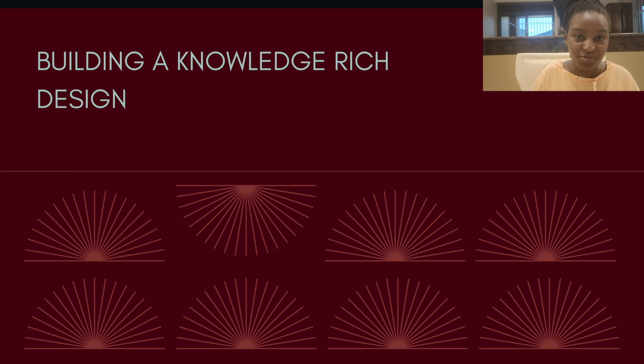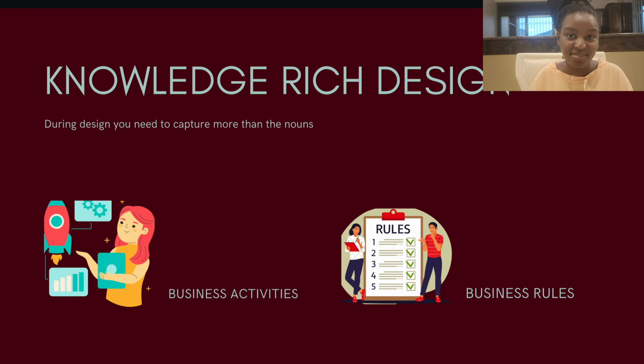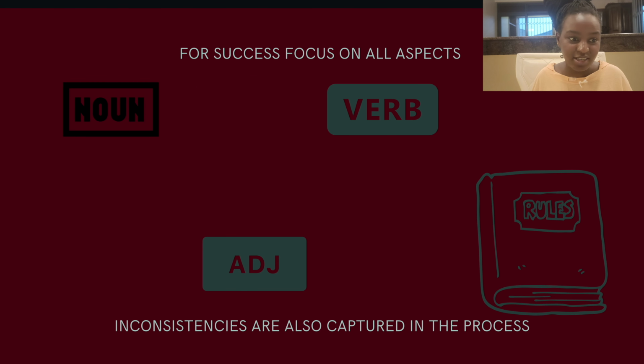Building a knowledge-rich design. How do we go about that? During design, you need to capture more than the nouns. It's easy to go for the nouns, but you need to look at the business activities. You need to look at the business roles. For success, focus on all aspects, not just the nouns. Like I said, the verbs, the adjectives, the roles. Inconsistencies are also captured in the process. Also get to understand what doesn't feel right and capture that, because you do need that information too.